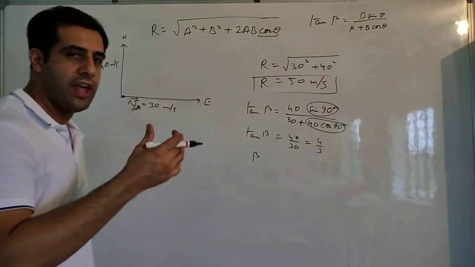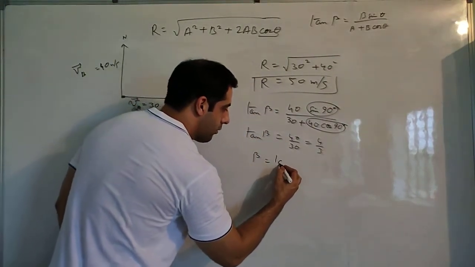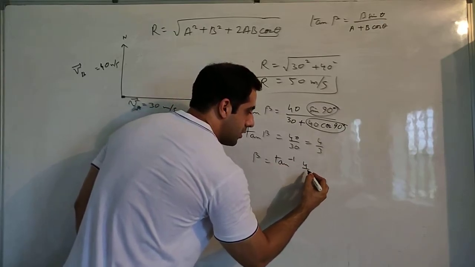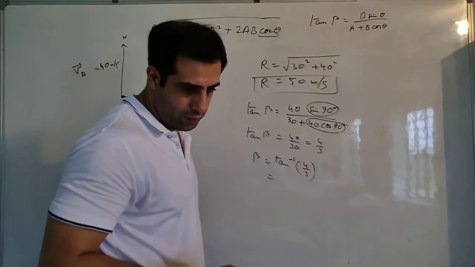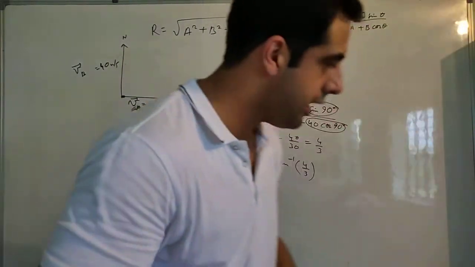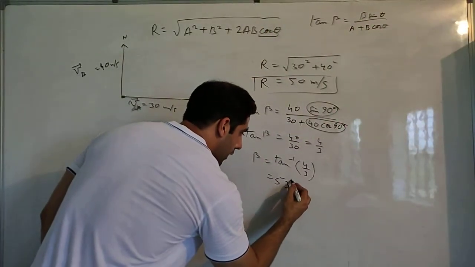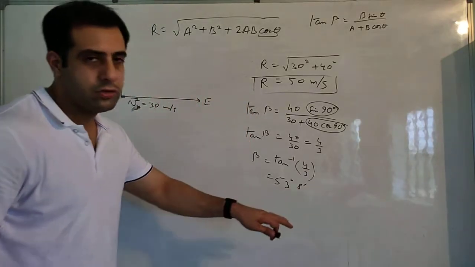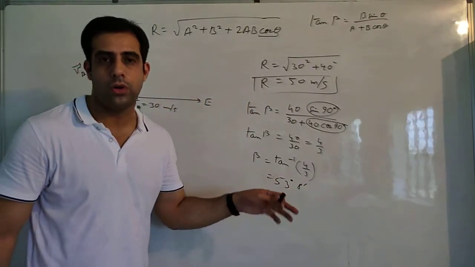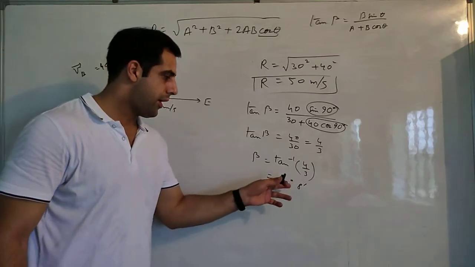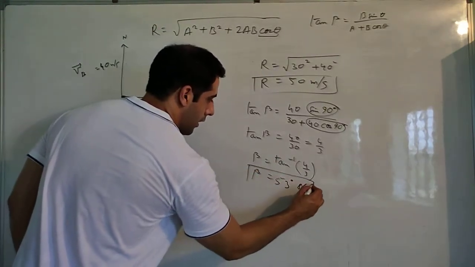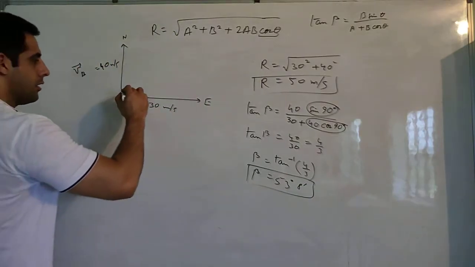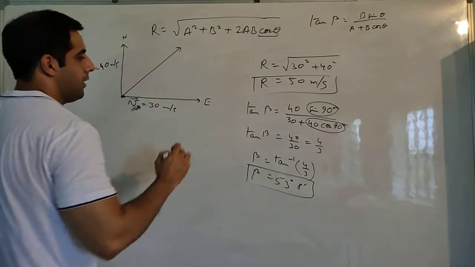If you need to find out the actual value of the angle, then beta equals tan inverse of 4 by 3. This value comes out to be around 53 degrees 8 minutes. We need to learn how to read trigonometric tables to find out these values. So this means this is the angle of the resultant.